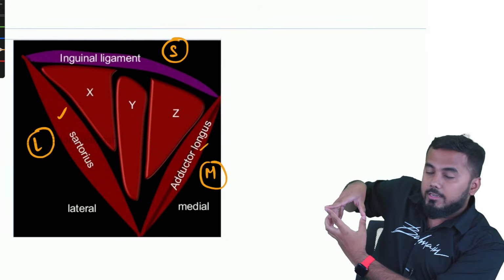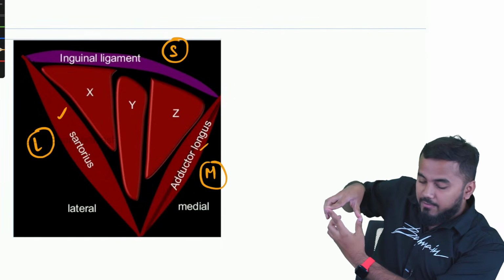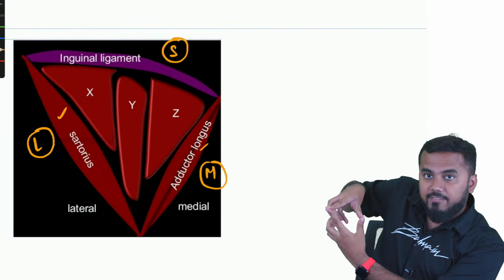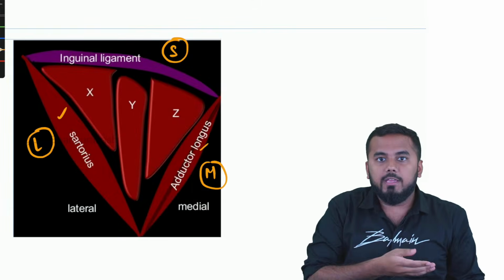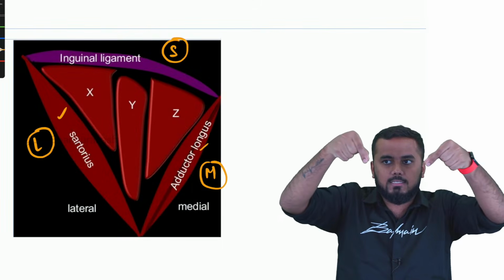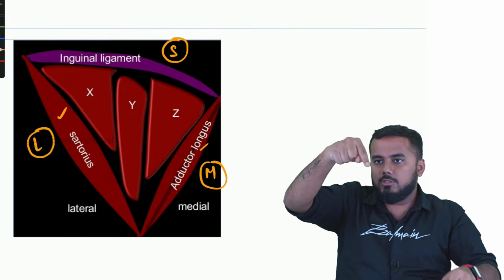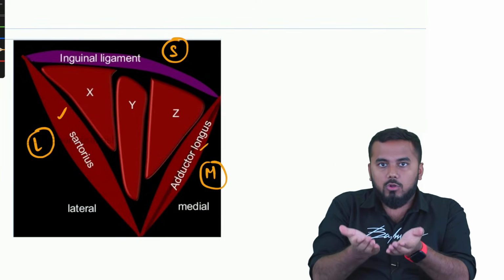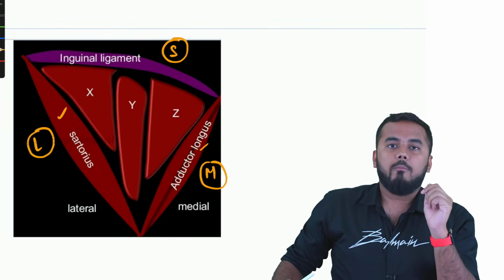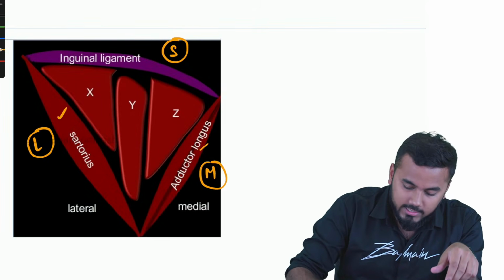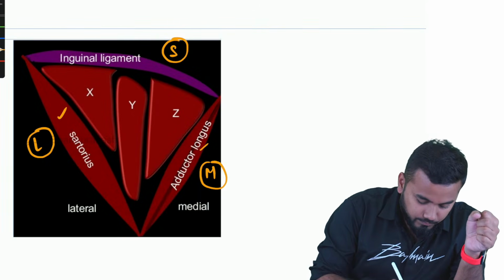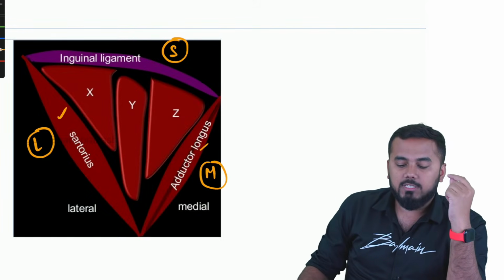So they are forming borders, but deep inside you have got 3 muscles inside. They form the base of femoral triangle. The triangle is like this, but the base also is important. The base is formed by 3 muscles. That is called XYZ muscles. So what are these XYZ muscles, guys? Tell me. What are these XYZ muscles?